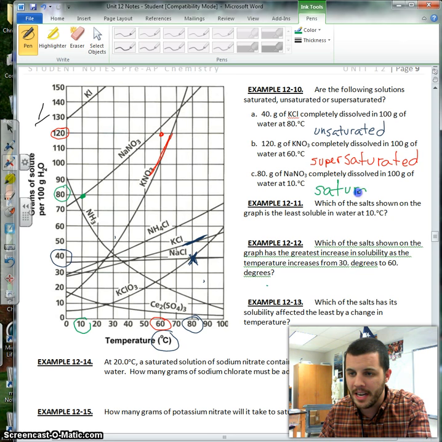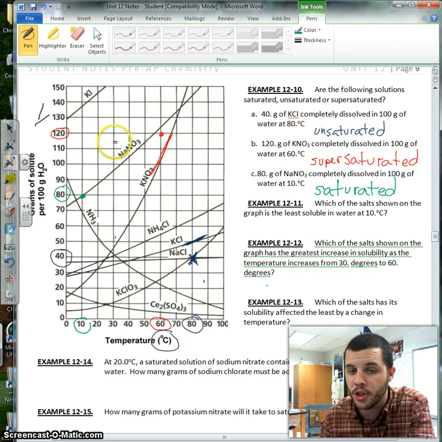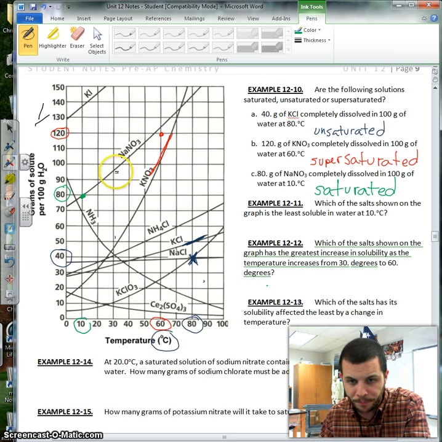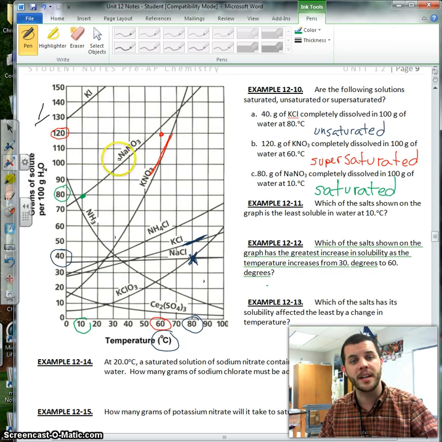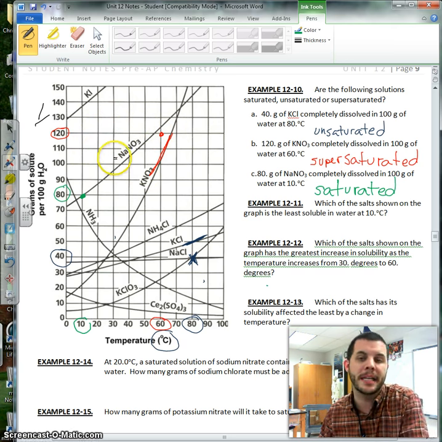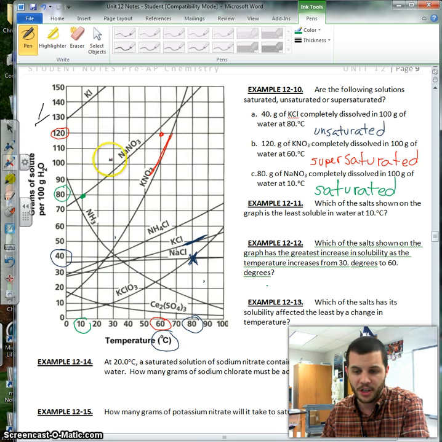So to recap, anything that is above whatever line I'm dealing with is going to be supersaturated. If it's on the line, that means it's saturated. And if it's below the line, that means that it is unsaturated.